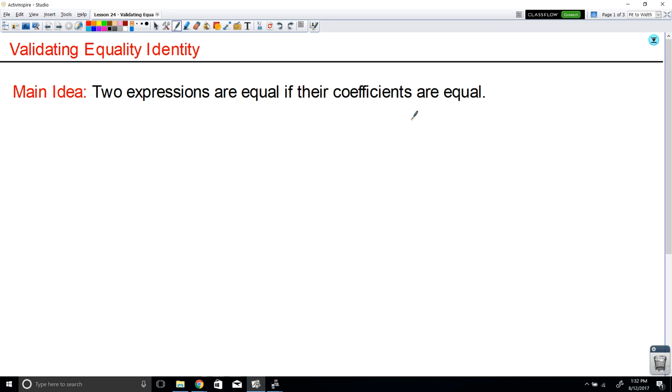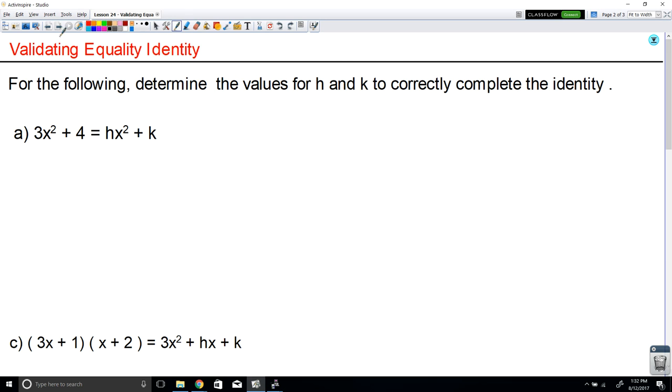Now, what this means in actual mathematical expressions here, I think that this is one of those ideas that are better explained if we just do examples. So let's just go straight to it. Now here, what we're going to do is validate equality identities. It says for the following, we want to find out the values for h and k to correctly complete the identity. Now, what exactly are we trying to accomplish here?